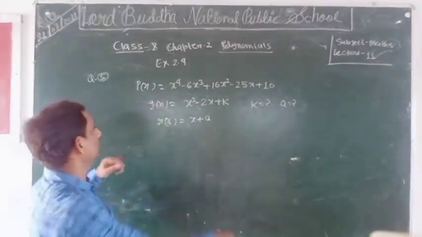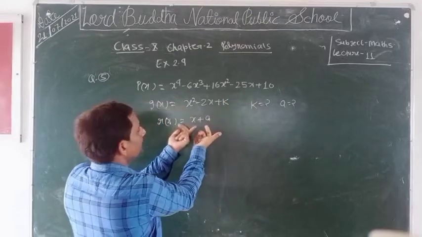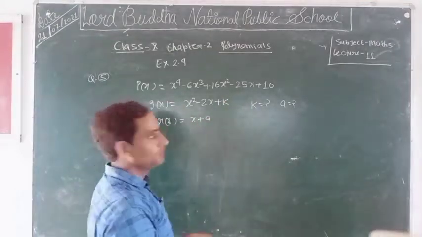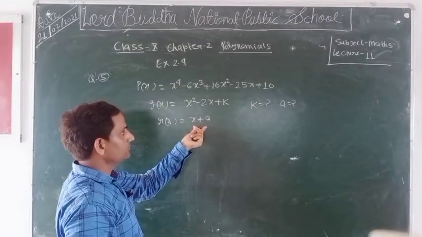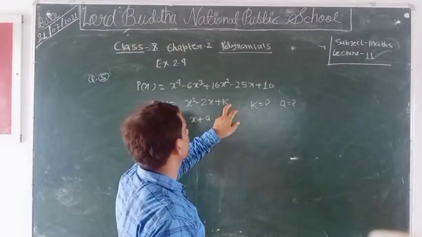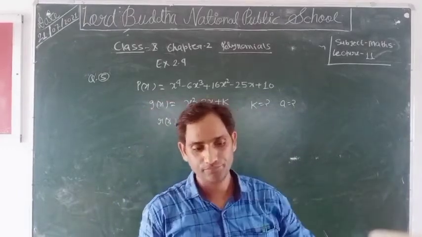When this polynomial is divided by this polynomial, we get this remainder. If p(x) is divided by g(x) and the remainder is this, then we have to find out the values of k and a.